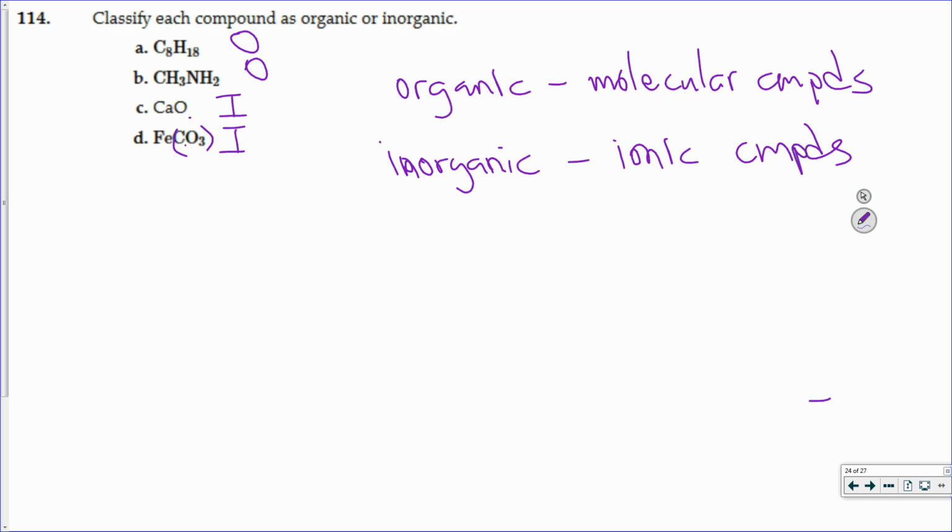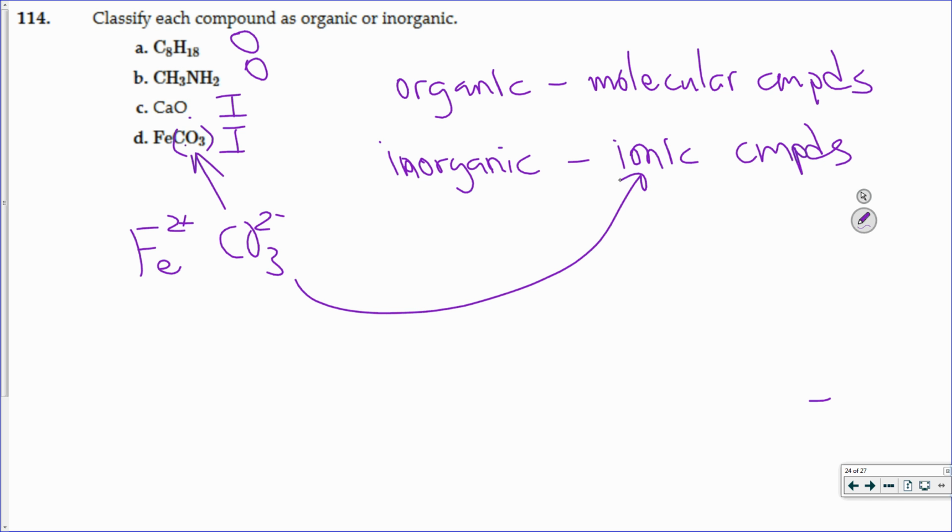So the key thing on this one is to realize this is the polyatomic ion, carbonate, iron 2 plus. That's an ionic compound. And the other way to remember it is metal and nonmetals. Okay, so you've got a metal combined with a polyatomic ion. And the two things together make an ionic compound.